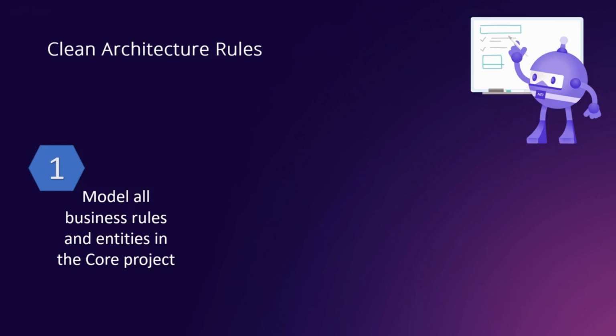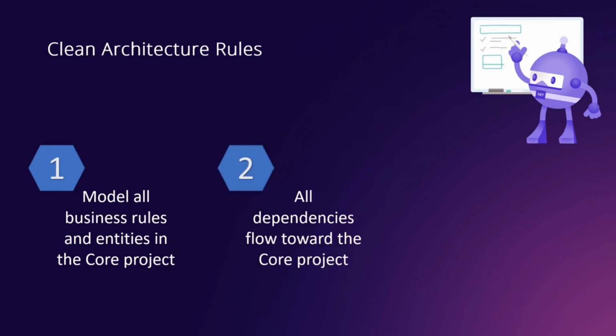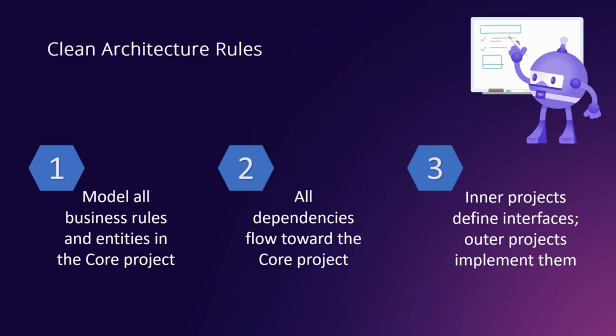And then the second rule is that all of your dependencies flow toward the core project, not away from it. Core doesn't depend on other things, especially not infrastructure. And then lastly, we're going to say that the inner projects are responsible for defining any interfaces that we need, and then outer projects will implement them. Sometimes the same project will implement interfaces that are in it. We'll see that in a minute.